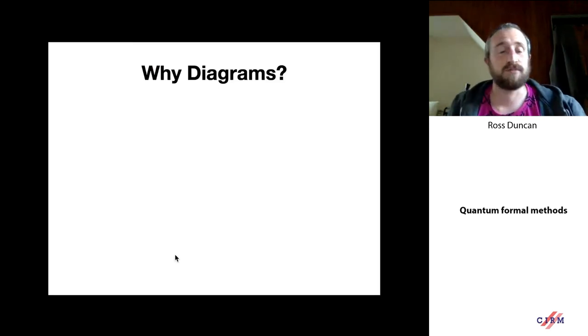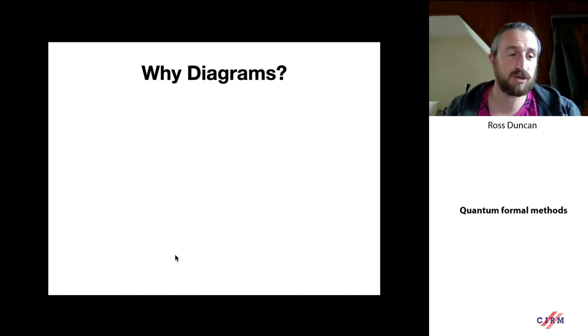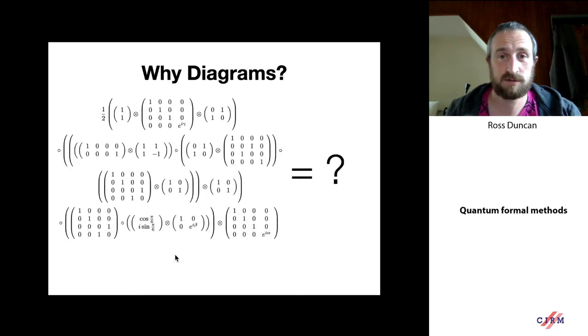Why are we using diagrams in the first place? At this point, I usually like to give an example. Think of it as a quiz question. I'm going to show you a certain quantum circuit written down as matrices, and I'd like you to tell me what it is. One, two, I'll give a prize to anyone who can do this in 10 seconds. Okay, no prize.